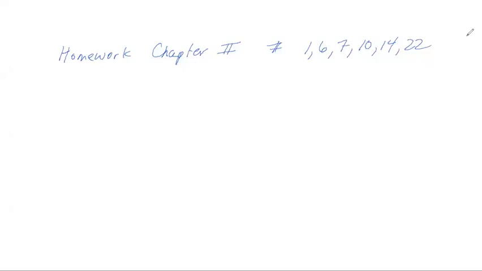Okay, this is homework chapter 2. In this chapter, we will be solving problems 1, 6, 7, 10, 14, and 22. Number 1 says a car travels in the positive x direction on a straight and level road for the first 4 seconds of its motion.